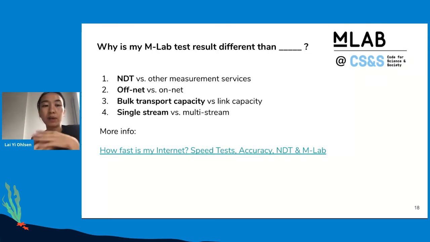There's a blog post linked there that's really useful for talking about what we mean by how fast is my internet, speed tests, and accuracy, and how NDT and MLab relate to all of those. But these four terms are useful in thinking about whether your MLab test is different. First, are you talking about an NDT test? And then thinking through these off-net, bulk transport, and single stream definitions.